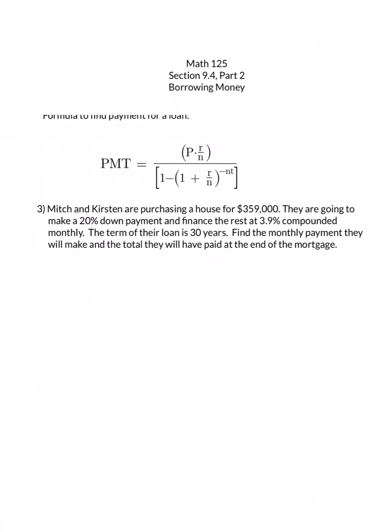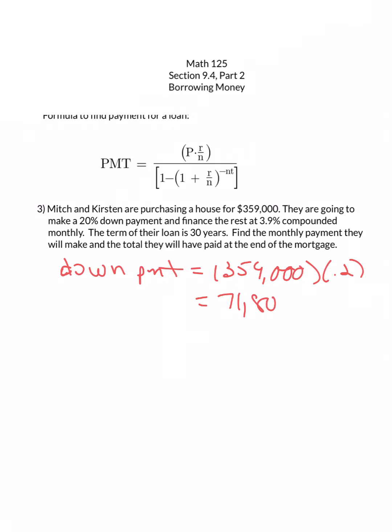Before we get started on actually using the formula, let's figure out how much the down payment will need to be. To find the down payment, we are going to take the price of the house times the percentage that we are paying. So we will take $359,000 times 0.2, which is $71,800. That's how much they will have to have in cash to give to the bank before they take out this loan.